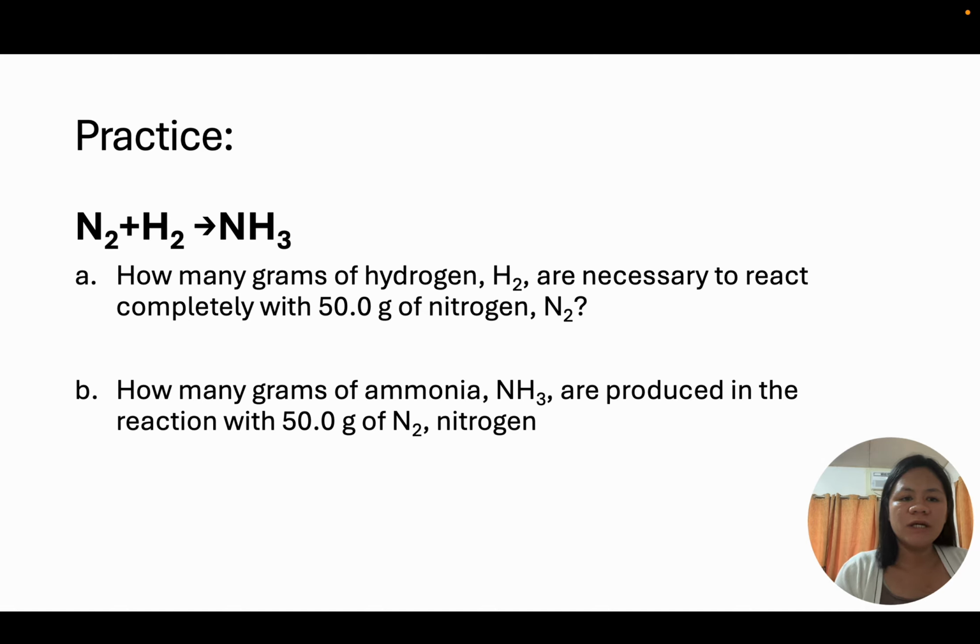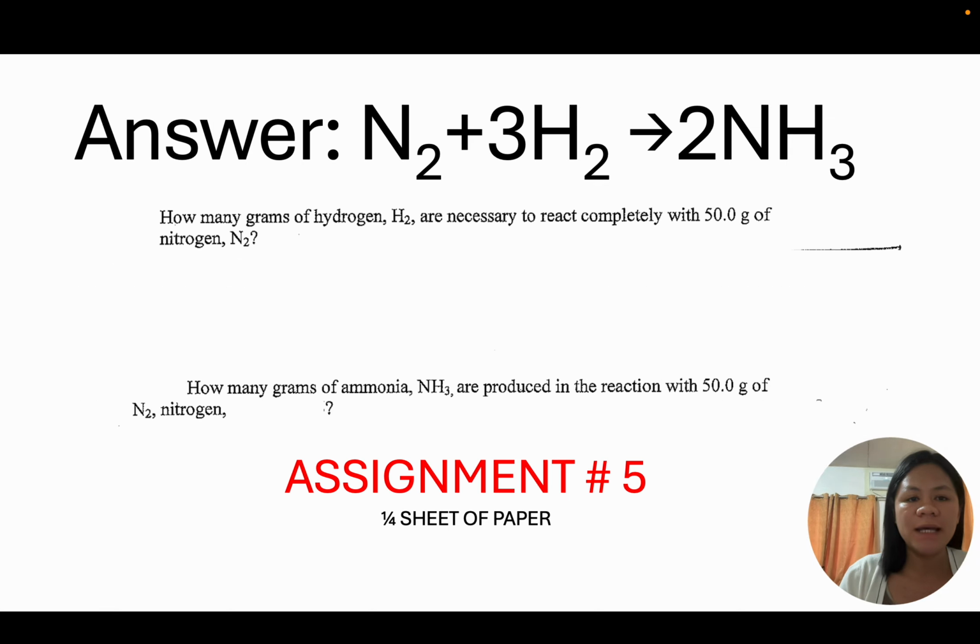Looking at the hydrogen, it is 2 and 3, so their LCM is 6. We need to put 3 right here. The balanced equation is on the next slide. So this is the balanced equation of the previous slide. As you notice, this is the end of the mass-to-mass stoichiometry video. I have already assigned your assignment number 5 for this topic.